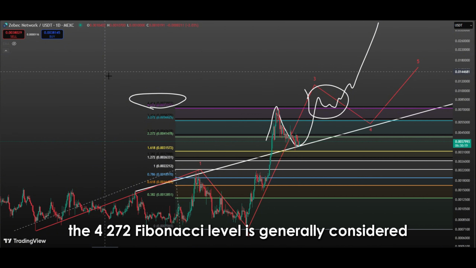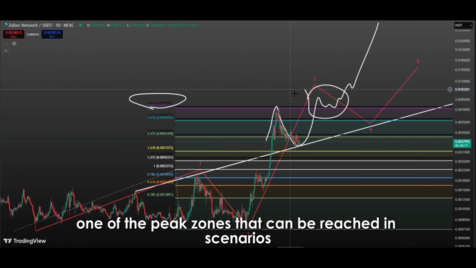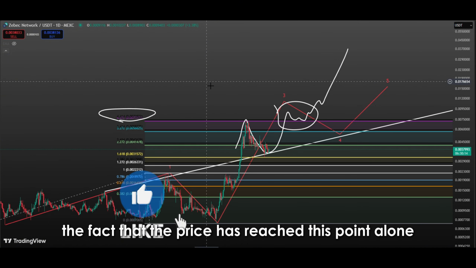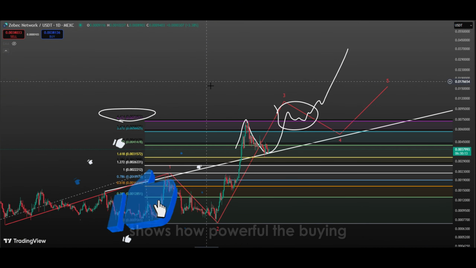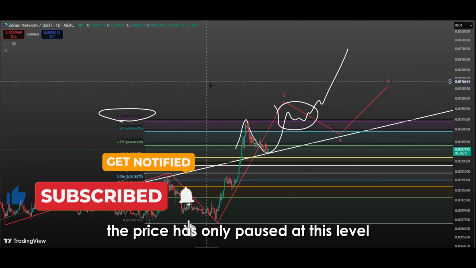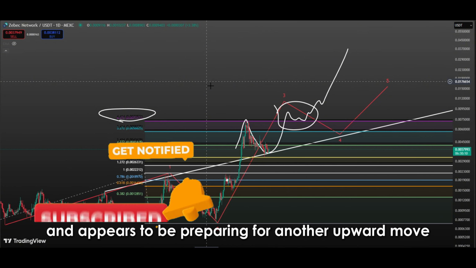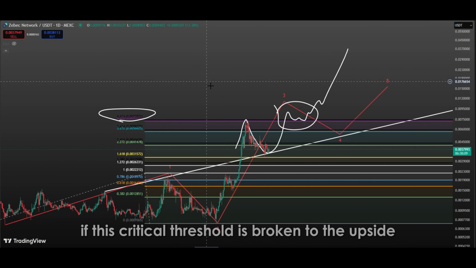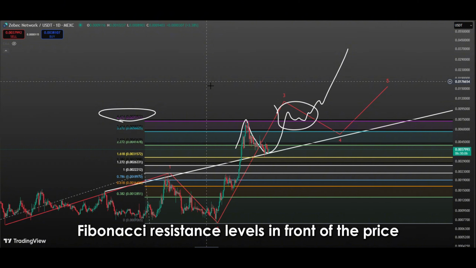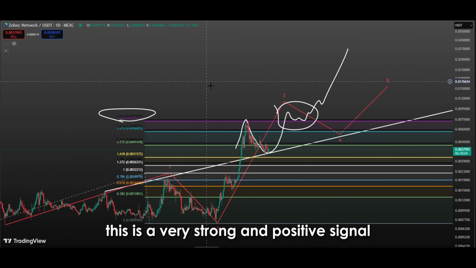The 4,272 Fibonacci level is generally considered one of the peak zones that can be reached in scenarios where third waves are extraordinarily strong. The fact that the price has reached this point alone shows how powerful the buying pressure in the market is. More importantly, the price has only paused at this level and appears to be preparing for another upward move. If this critical threshold is broken to the upside, it becomes very clear that there are no remaining Fibonacci resistance levels in front of the price. This is a very strong and positive signal from a technical analysis perspective.